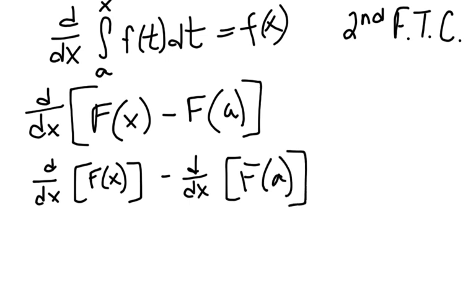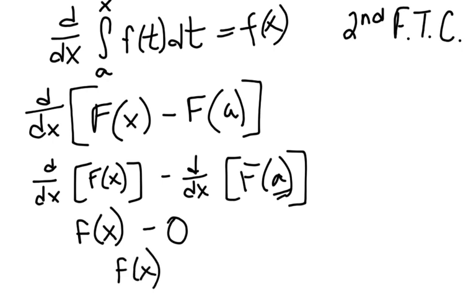And the derivative of capital F of x means we're going to undo the integral that we did, so that's going to leave us with little f of x. And then the derivative of F of a is going to be a constant number since we've plugged a into it. And the derivative of a constant is 0, so that just leaves us with f of x.